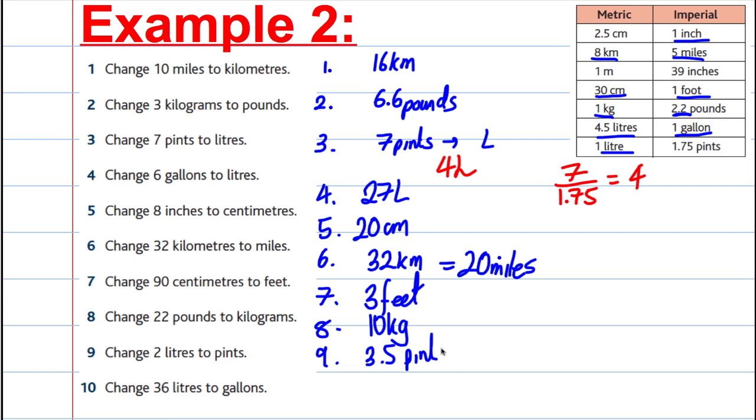And the last one, question 10, 36 litres to gallons, we should know 4.5 litres are 1 gallon. Okay, so how many 4.5s go into 36? 36 divided by 4.5 is 8. So 8 lots of this would be 36 litres, so 8 lots of this would be equivalent, which is 8 gallons. Okay, and you should be able to do the following conversions.